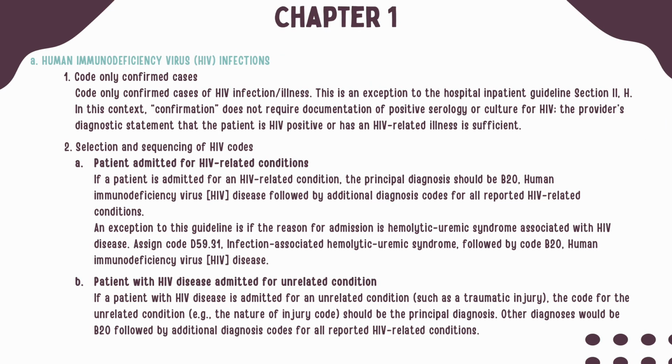The first topic in Chapter 1 is for HIV. When coding for HIV, you should only code confirmed cases. Confirmation does not require documentation of positive serology, but the provider's diagnostic statement that the patient is HIV positive or has an HIV-related illness is sufficient. When a patient is admitted for an HIV-related condition, the first listed diagnosis should be B20 and then followed by any additional codes for all reported HIV-related conditions. An exception to this is when the reason for admission is hemolytic uremic syndrome.